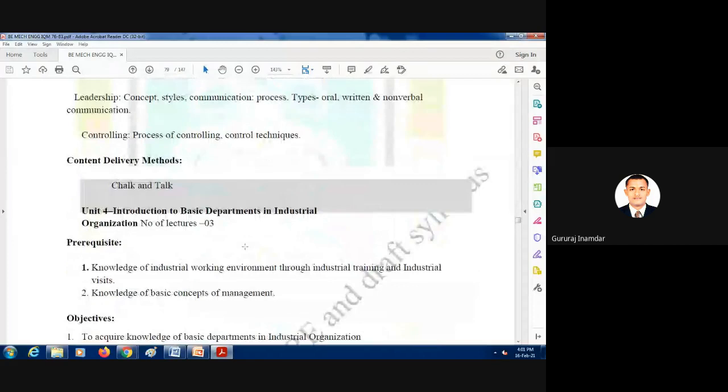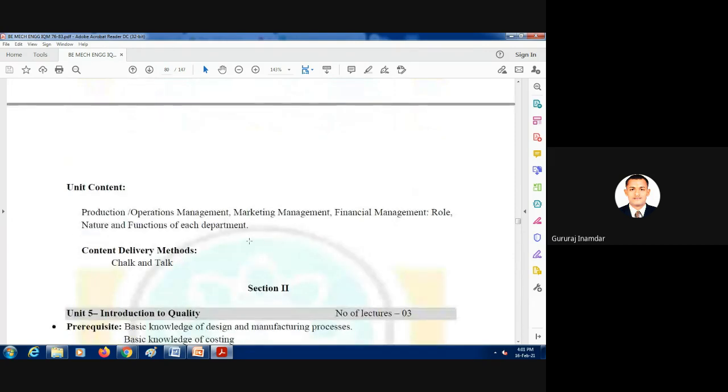The last chapter of the first section is an introduction to the basic departments in industrial engineering, industrial organization. A number of departments are there, which we know: the purchase department, quality department, production department. In our syllabus they have given 4 basic departments: production, operations or marketing department, and financial management. Only 3 to 4 departments we have to study. Some students are very interested in marketing management.